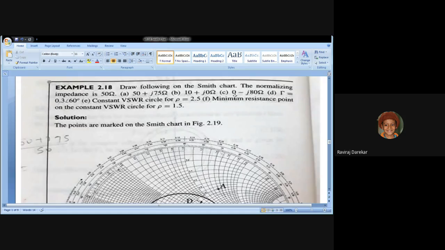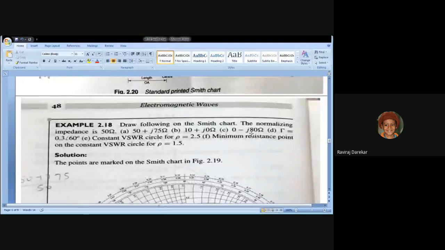For point C we can see 0 minus j80 ohm, which I will divide by 50. 0 divided by 50 will definitely be 0. Therefore I will have to consider a circle with R equal to 0, that will be on the circumference of the circle. Then why have we located it in the bottom? Because we can see that it is minus j80. What is the value of 80 divided by 50? 80 divided by 50 is 8 by 5, it will be 1.6. If you see carefully, we can see here that this particular arc has the point C, which indicates the location of that specific transmission line.